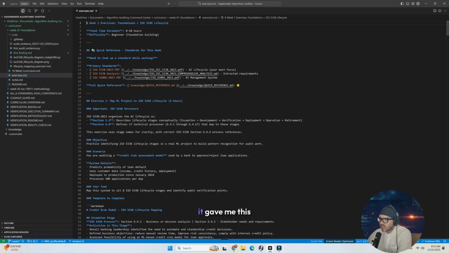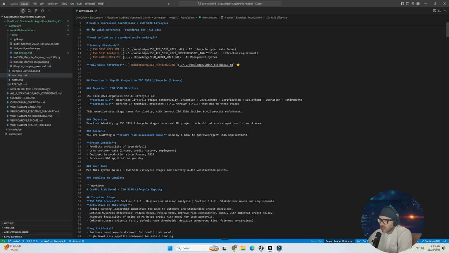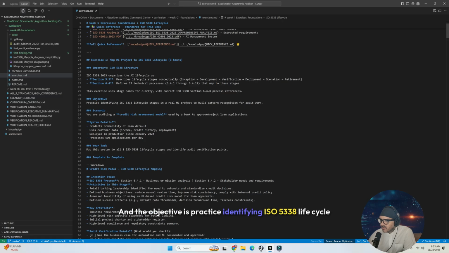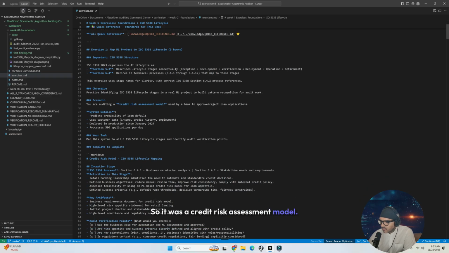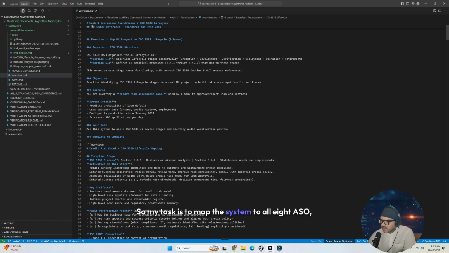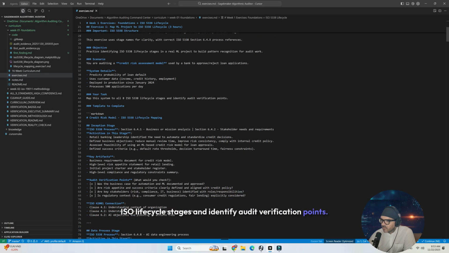What it did was give me this sort of hypothetical situation. The main aim is to map things to the ISO 5338 AI system lifecycle and identify which sections we need to look at. The objective is to practice identifying ISO 5338 lifecycle stages in real ML to build pattern recognition for audit work. So it was a credit risk assessment model used to approve or reject a bank loan. My task is to map the system to all 8 ISO lifecycle stages and identify audit verification points.